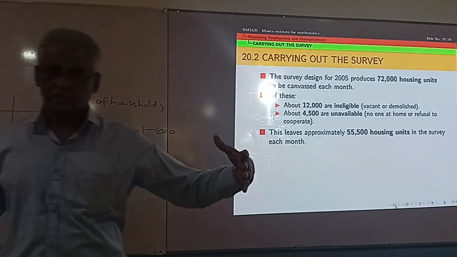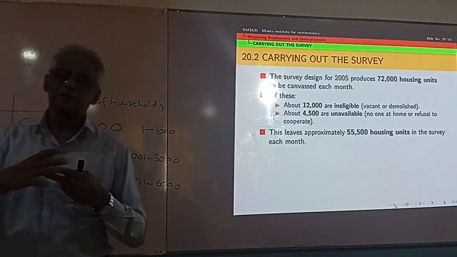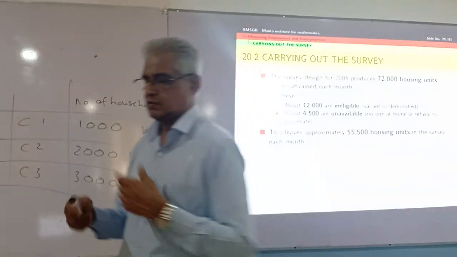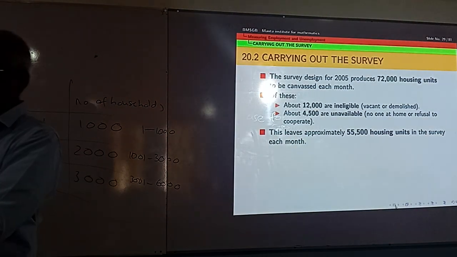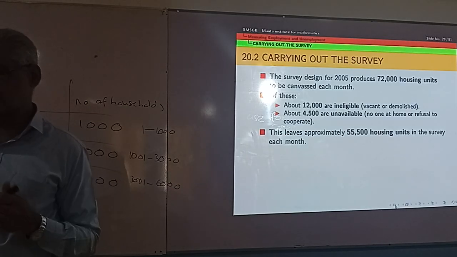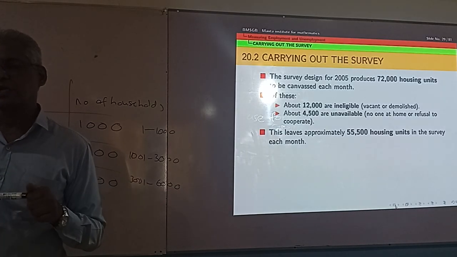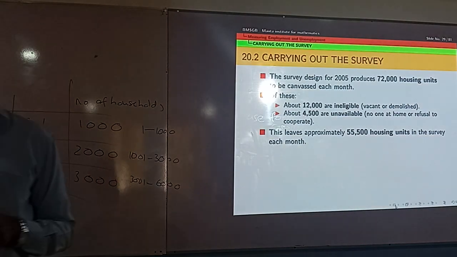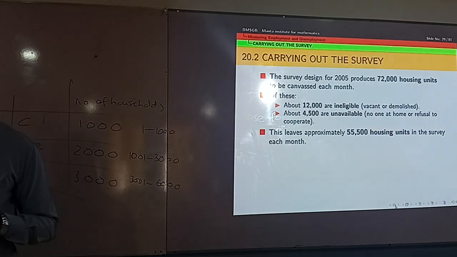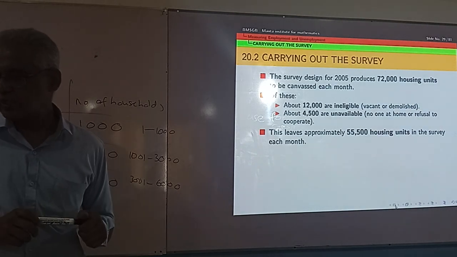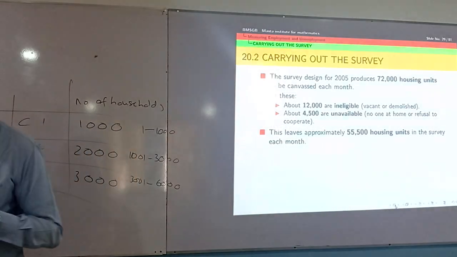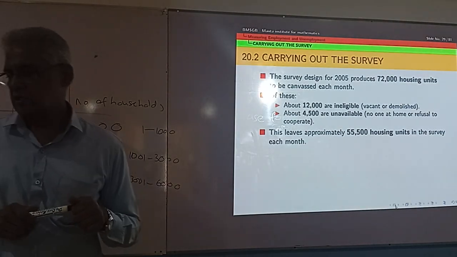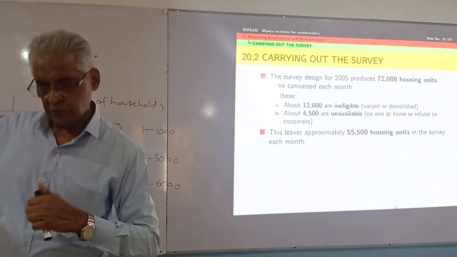Okay, so that was describing the design part. So how do we actually carry this out? We decided to take this many from each PSU and so on, and what the ultimate sample units are that are going to be selected, and everything is decided. But then, for example, in the 2005 survey, there were 72,000 housing units selected at first, to be canvassed each month. That was the total sample size expected.